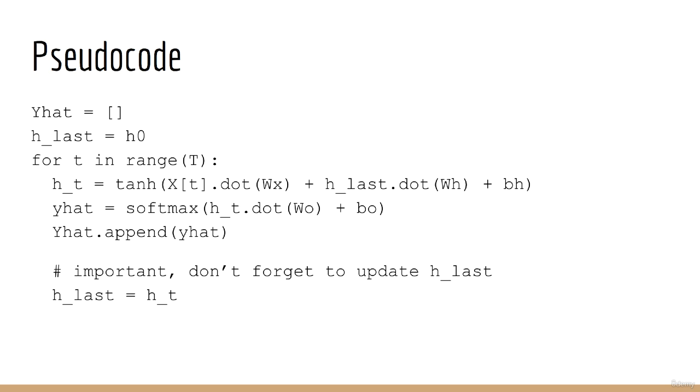By the way, this is just the dense layer. Next, we append y hat to the list of predictions y. Finally, and this step is important not to forget, we assign h of t to h last so that h last always represents the last value of h of t when we do our calculation for the next h of t.